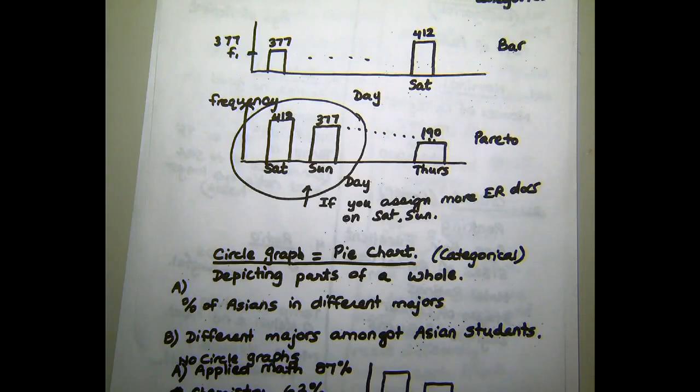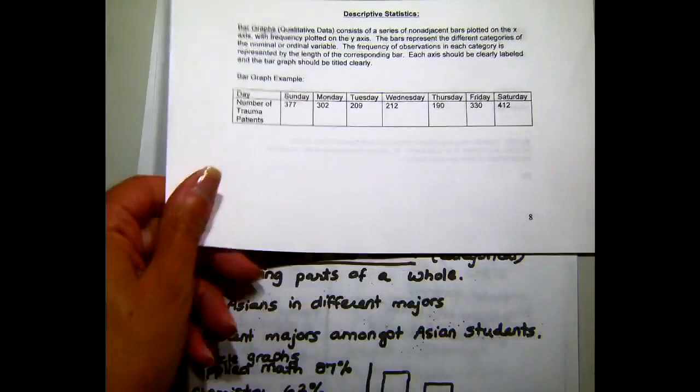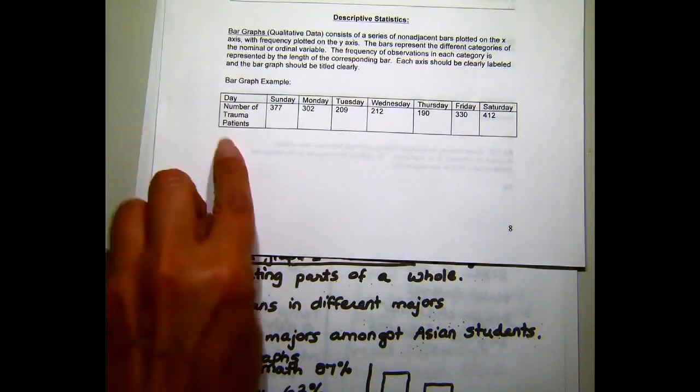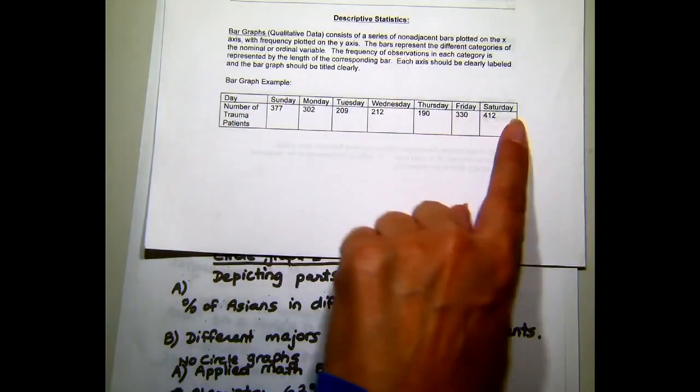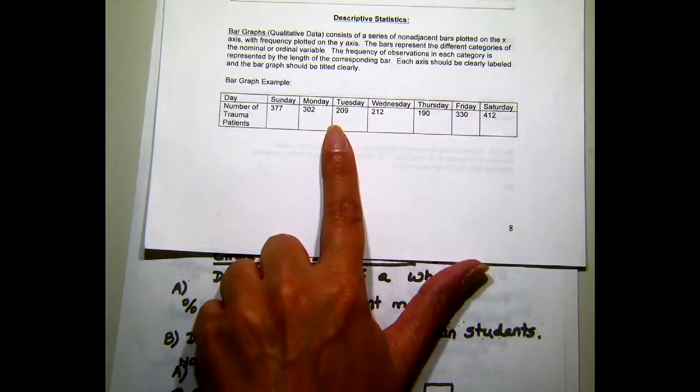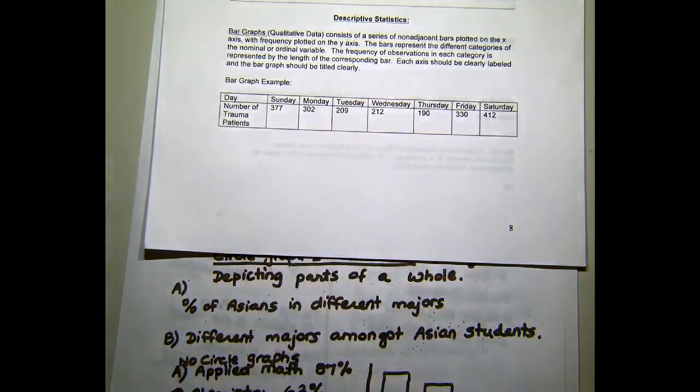I'm on page 8. They gave you some data here: number of trauma patients by day. Sunday, Monday, Tuesday, Wednesday, Thursday, Friday, Saturday. My question is, what kind of data is this, and can I put it in a bar graph? What kind of data is this? Nominal, ordinal, interval, or ratio scale?